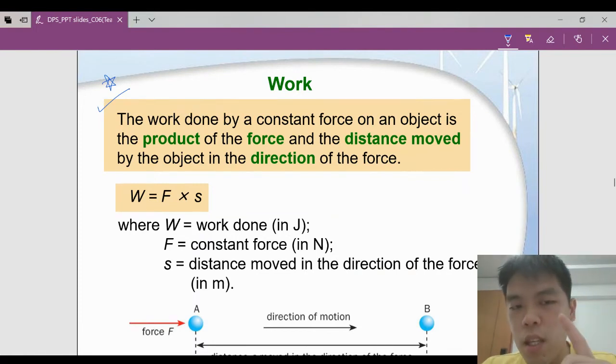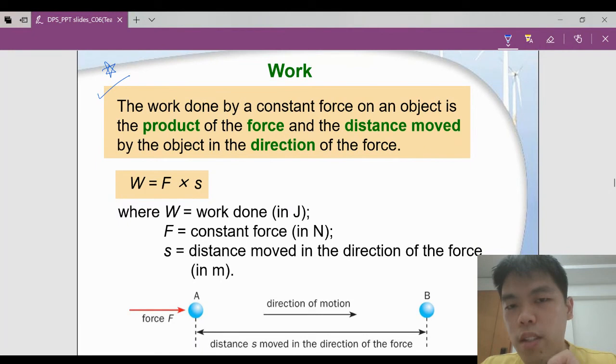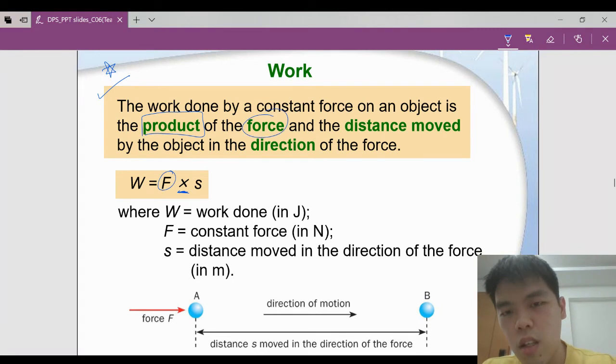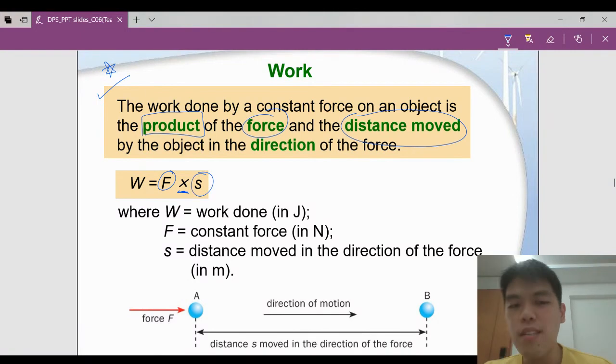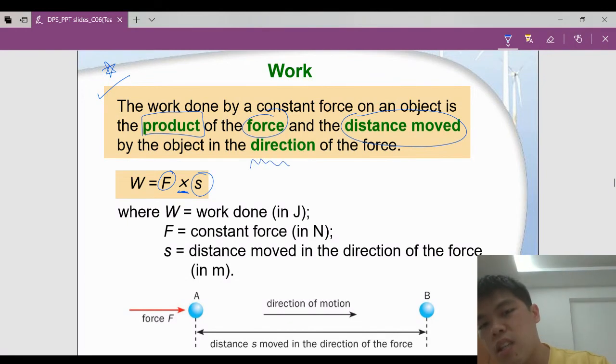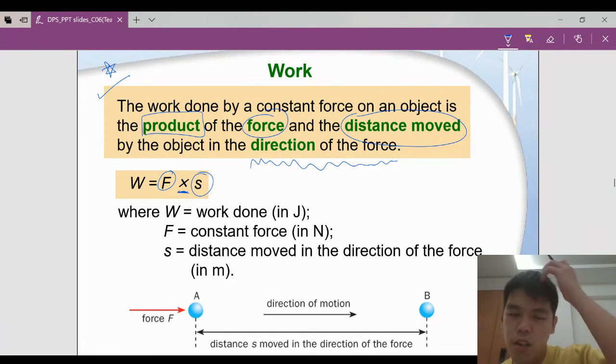It simply means that the work done by the force on an object is a product. That means there must be a multiplication of the force and the distance moved by the object. So in this case, the distance moved is s. We use s to symbolize the distance moved. And there's a criterion: this distance must be in the direction of the force. So you must take note, it must be in the direction of the force.